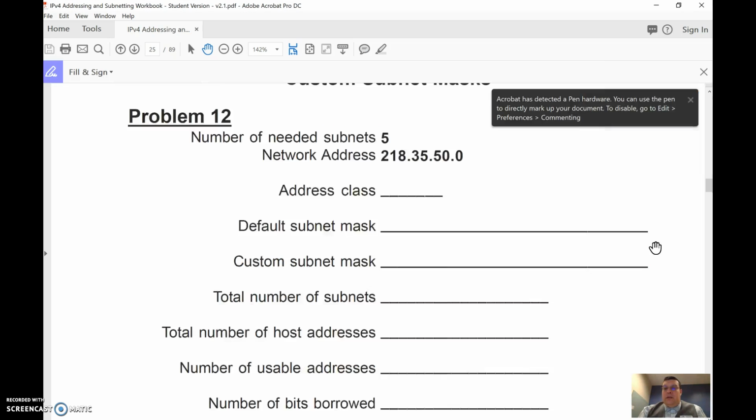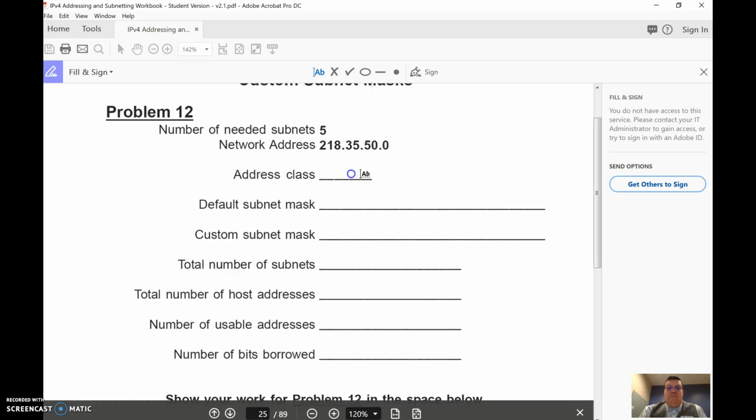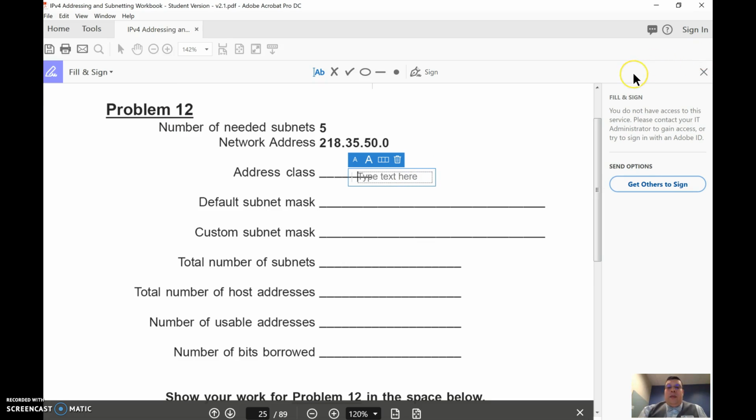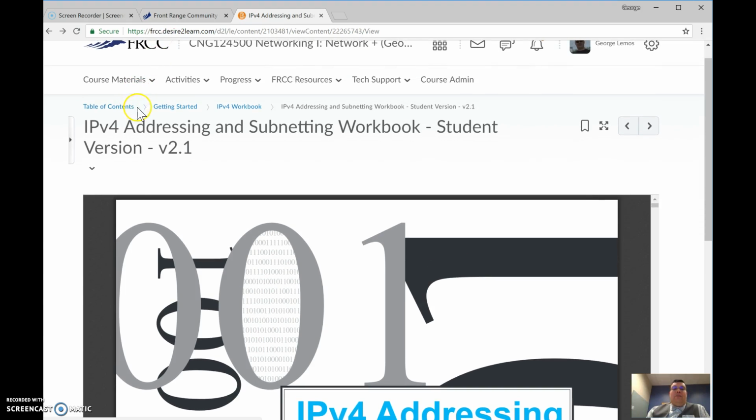When you're working through the problems about subnetting, make sure you're identifying network addresses and broadcast addresses. I think we have subnetting 3 this week.